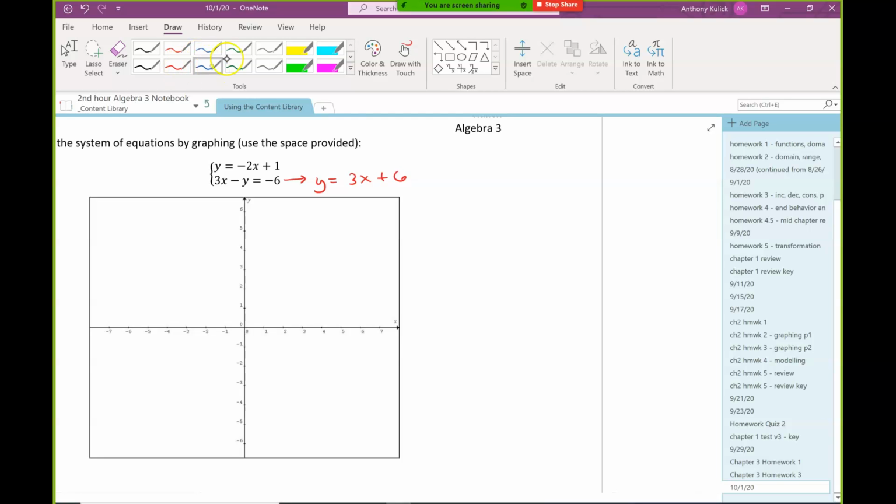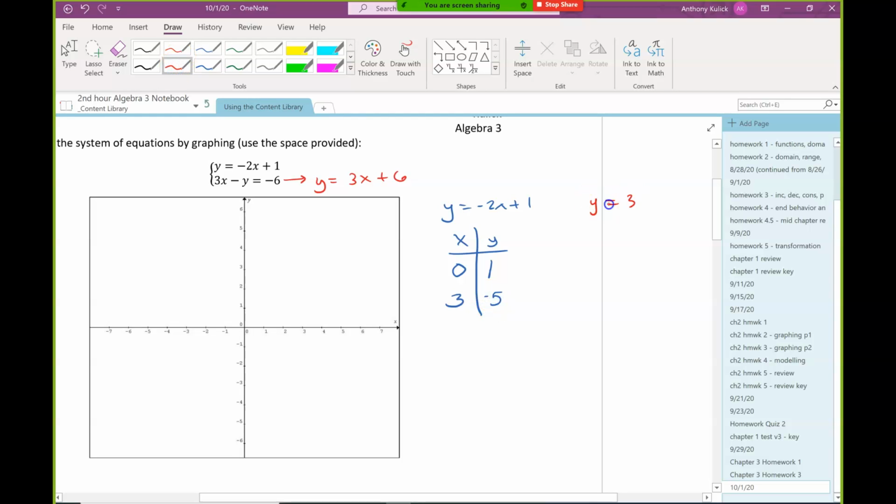And then I will make an xy table for each of the two equations. So the first equation, maybe I'll pick a value for x. Maybe I'll say x is 0. When I plug 0 in for x, I get -2 times 0, which is 0, plus 1, which is 1. So there's my y. And then maybe I'll pick another value for x. Maybe I'll pick 3. Doesn't really matter. -2 times 3 is -6. And then plus 1 is -5.